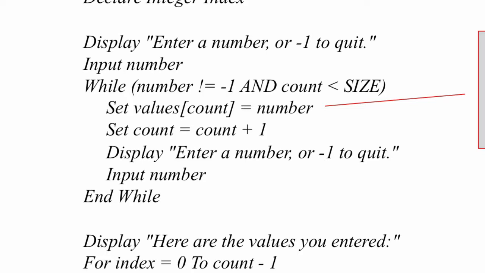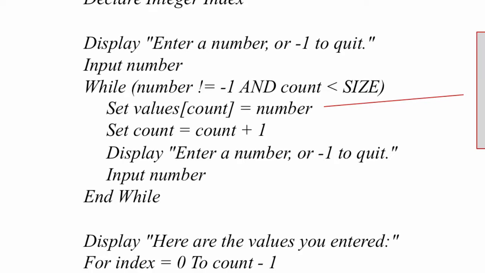We're going to set values array position count equal to the number that we entered. Then we're going to say count equals count plus 1. Then we're going to display enter a number or -1 to quit and input a number. The idea here is that we've got the opportunity to go completely through the entire array if we want to. Or we can stop by putting in -1. So let's say we only enter 5. We can go ahead and quit after we've entered 5 by putting in -1 and pressing enter.